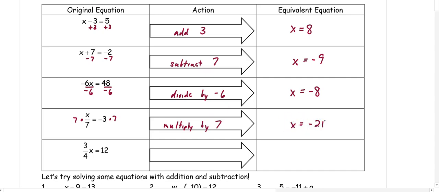The last one is a tricky one because there's a fraction. When there's a fraction, you are going to multiply by the reciprocal. The reciprocal means we are going to flip our fraction. So when we do this, we get x equals 48 over 3, which reduces to 16. So let's try some problems where we're solving for a variable.